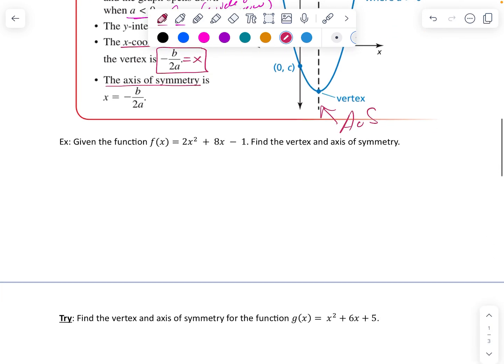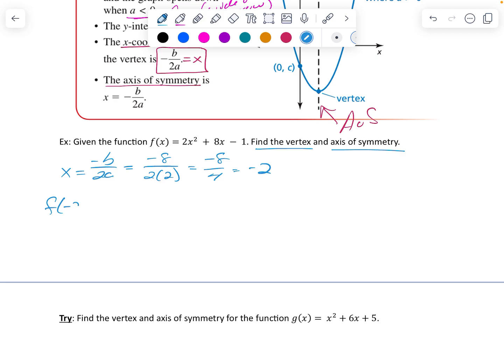Well, let's take a look at a problem. First off, without graphing, given a function, we want to find the vertex and axis of symmetry. So to find the vertex, remember we're going to look at x equals -b over 2a. So in this case, the opposite of b is negative 8 over 2 times 2. We get negative 8 divided by 4, negative 2. So that's our x-coordinate.